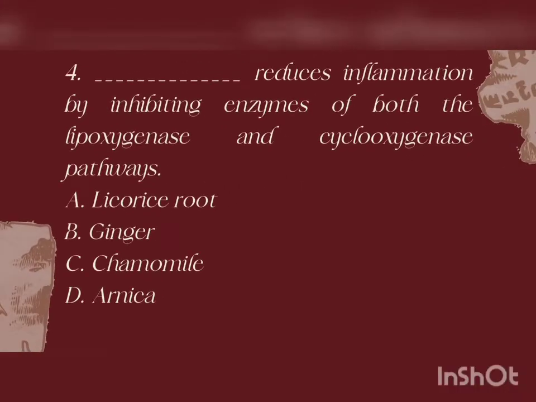Number 4. Blank reduces inflammation by inhibiting enzymes of both the lipoxygenase and cyclooxygenase pathway. A. Licorice root. B. Ginger. C. Chamomile. D. Arnica.